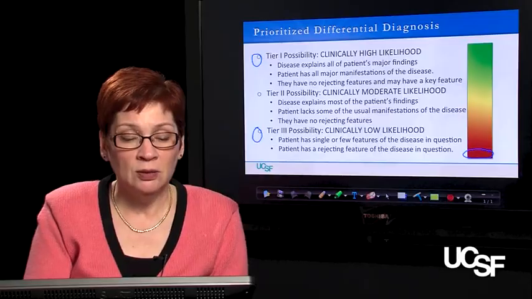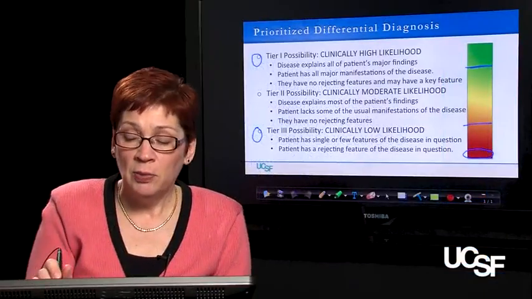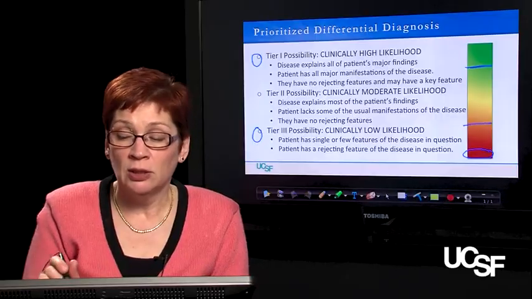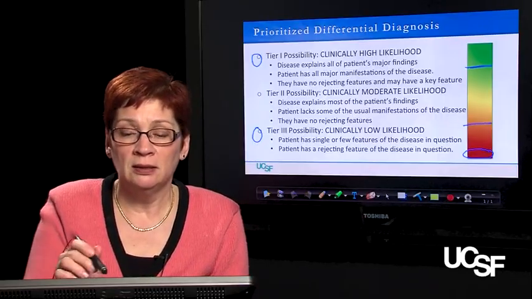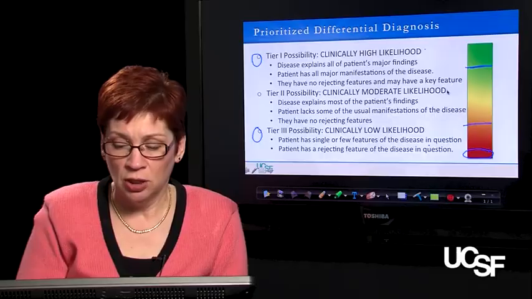And in between is what we've called tier 2 possibilities. These are clinically moderate likelihood, sort of in the 33 to 66 range. This is present if the disease that we're considering in this tier explains most but not all of the patient's findings, and if the patient lacks some of the usual manifestations of the disease. Some people also in the clinical problem solving arena call this uncertain probability of disease. This would be very likely, very unlikely, and uncertain, and we'll use those terms interchangeably today.